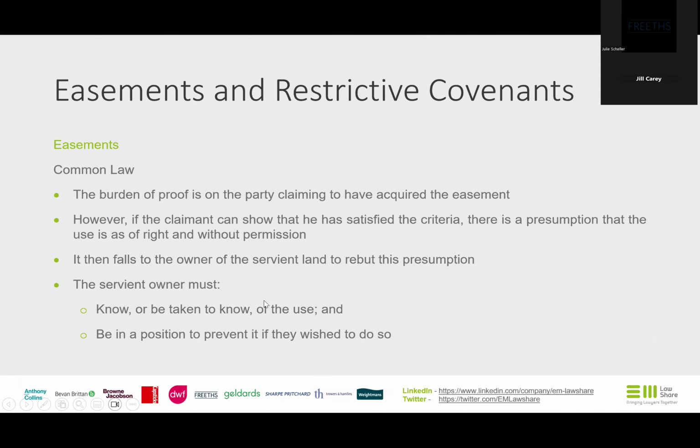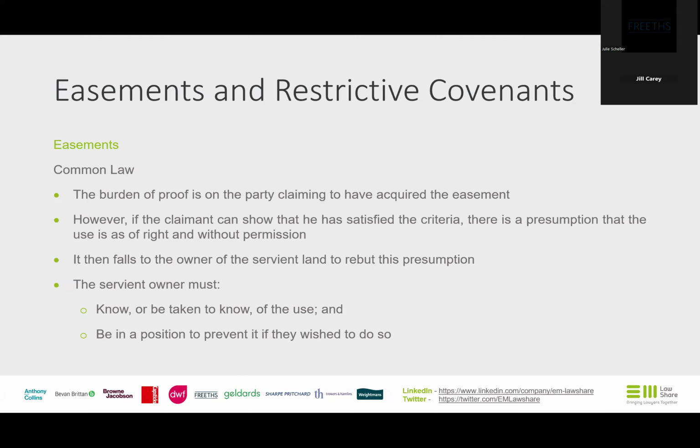The burden of proof is on the party claiming to have acquired the benefit of the easement. But if they can show that they've satisfied the criteria of as of right, without force, without secrecy, without permission, the law will then presume that they have indeed been doing it as if they had every right to. So it is a rebuttable presumption. The owner of the servient land has the ability to challenge it.